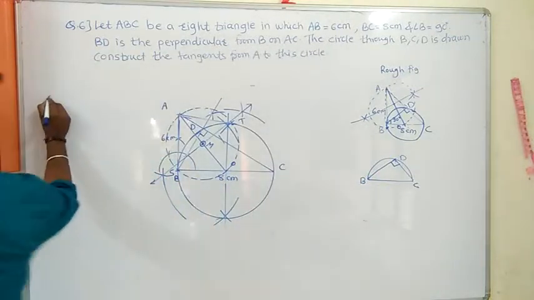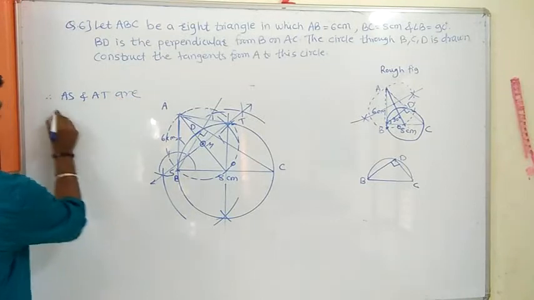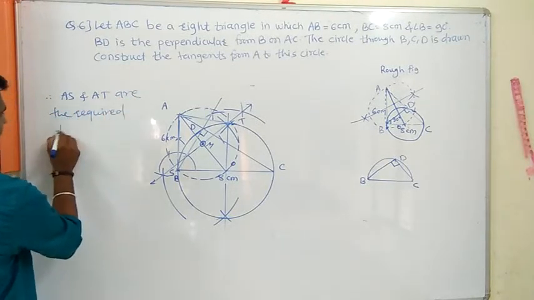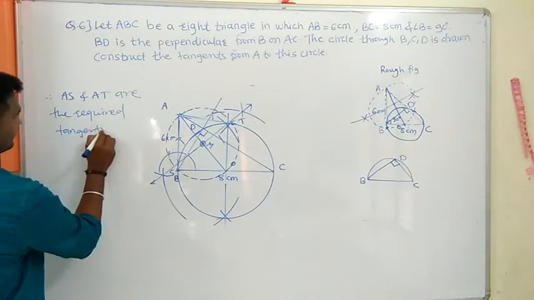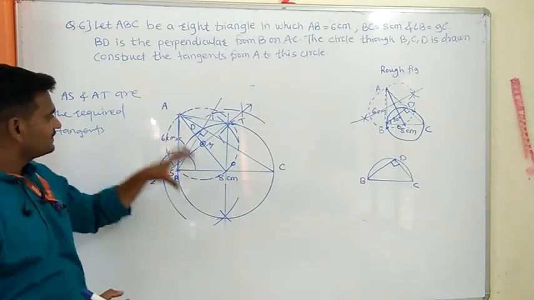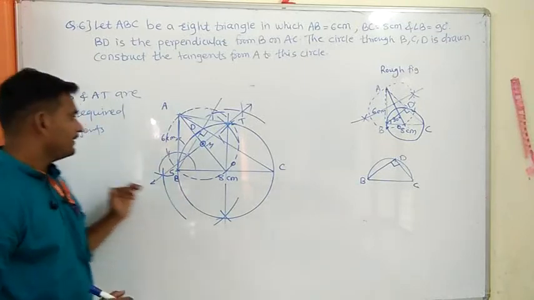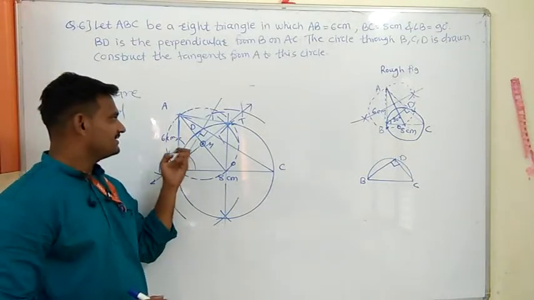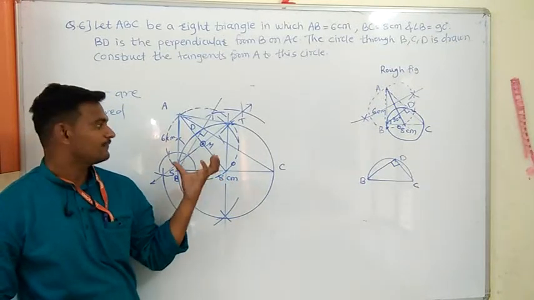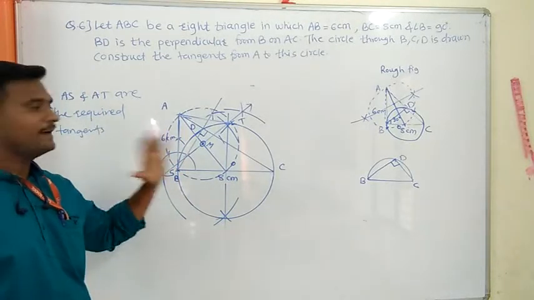Therefore, AS and AT are the required tangents. This figure seems complicated, but follow the procedure and you will get a clear figure. According to my figure it is this complicated because I have not drawn it with a scale. If you draw with a scale, your figure will be very clear. Only follow the procedure whatever I have explained.